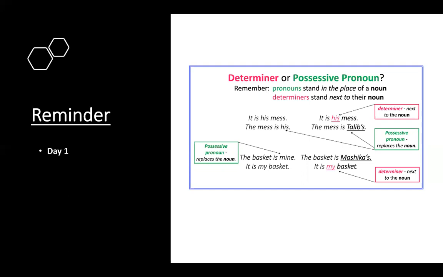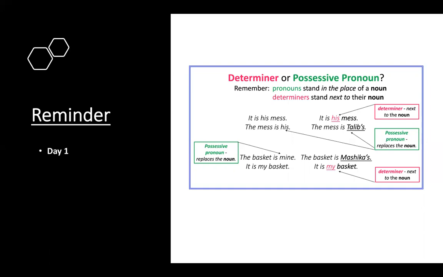Okay, so his is a possessive pronoun, it replaces the noun. It is his mess is a determiner because mess is still there. His mess, it's next to the noun. So let's look at the bottom. The basket is mine. So basket has been replaced. This is my basket. Mine is a possessive pronoun. So the basket is Mashika's. It is my basket. My basket, the basket's a noun.